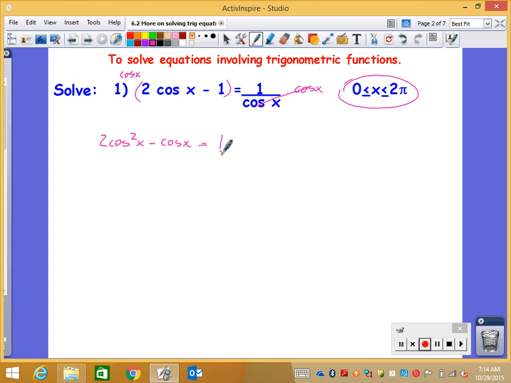So now I don't have any more cosines in denominators. Now I'm going to subtract 1 from both sides. So I get 2 cosine squared x minus cosine x plus, minus 1, not a plus 1, equals 0. Now that's something I can factor.